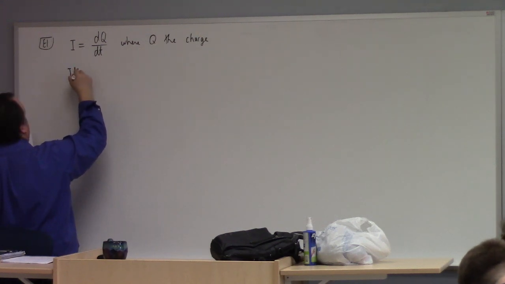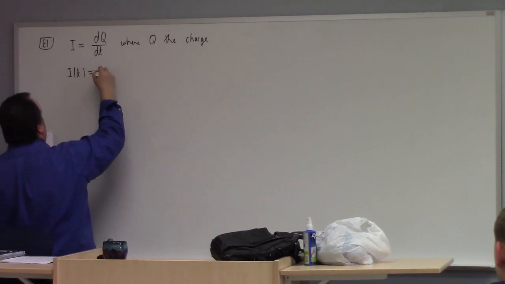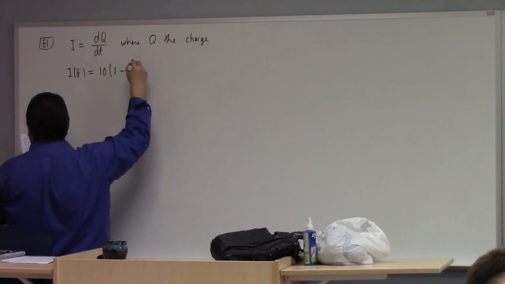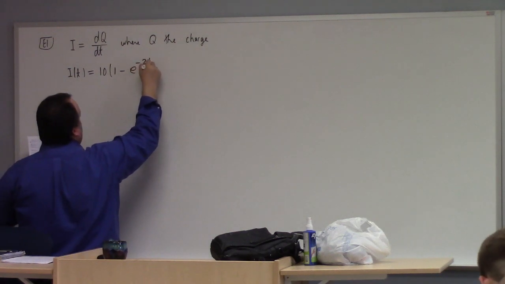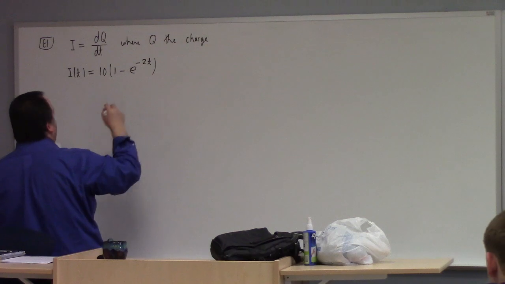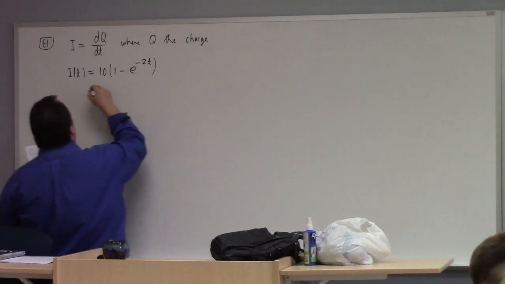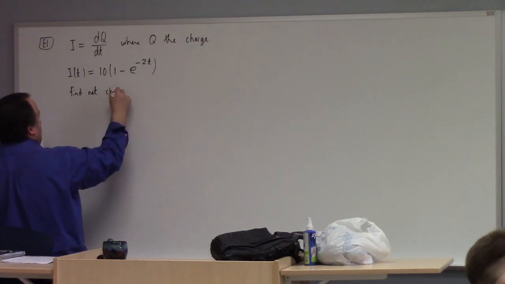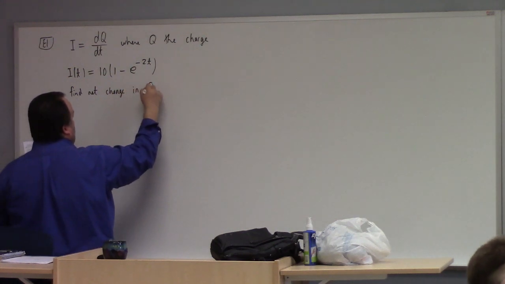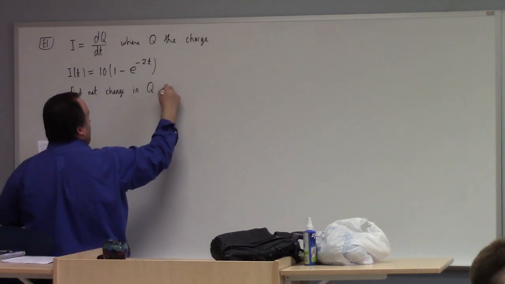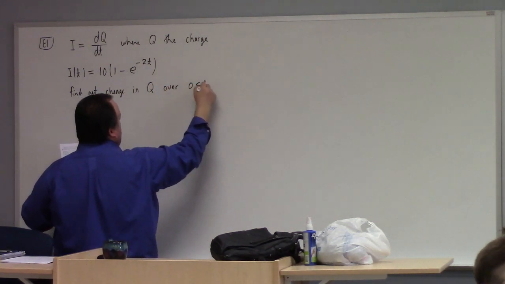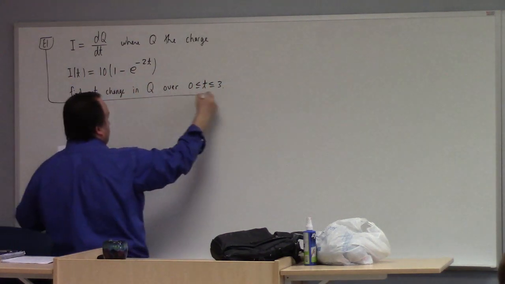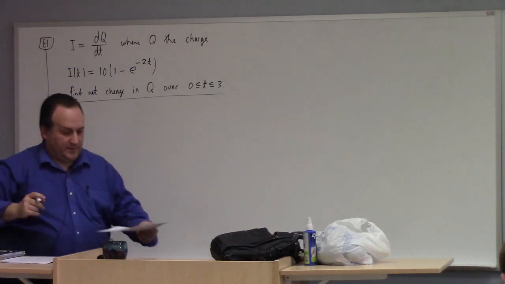Anyway, we're given that I of t is equal to 10 times (1 minus e to the minus 2t). All right. And we're supposed to find the net change in Q over the interval 0 less than or equal to t less than or equal to 3. All right? So let me show you how we do this.